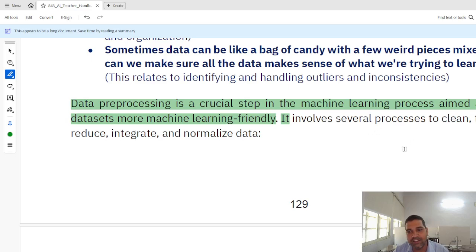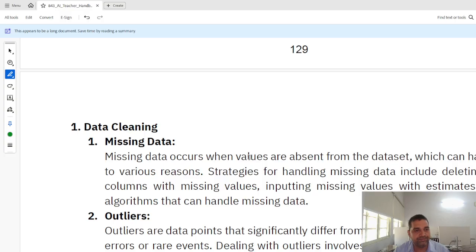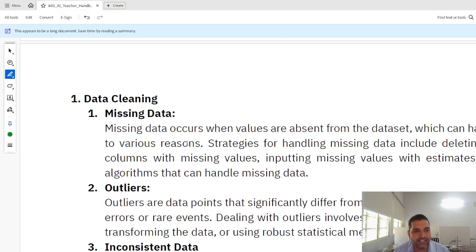Data pre-processing means that before using the data for training the machine, we first clean the data, transform the data, reduce the size of the data, integrate it and normalize the data. Now, data cleaning and missing data. Missing data occurs when values are absent from the data set. For a particular row in some column, there are no values, which can happen due to various reasons.